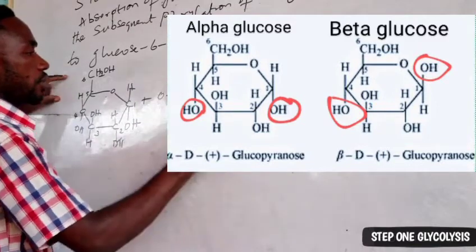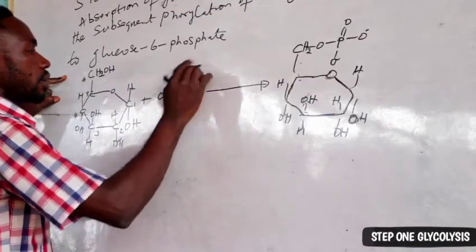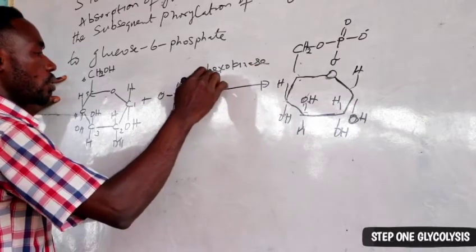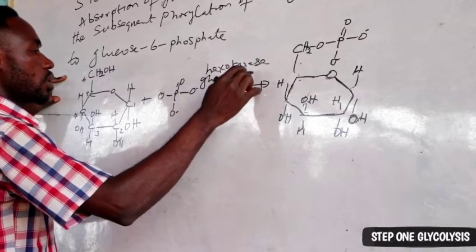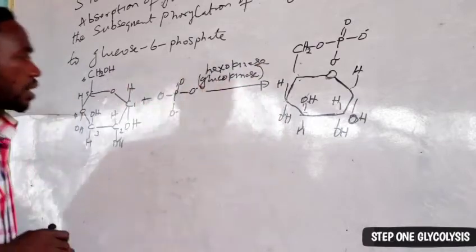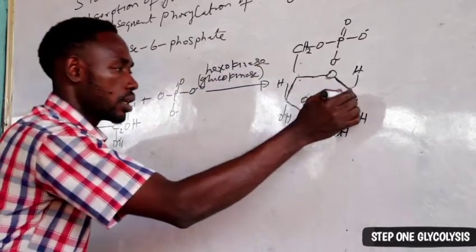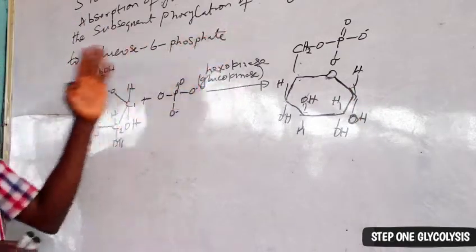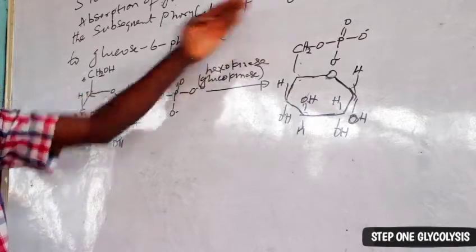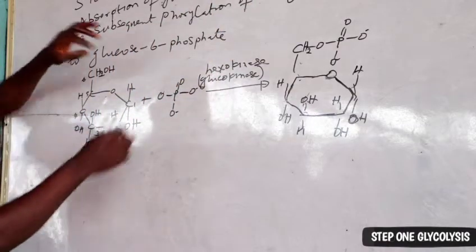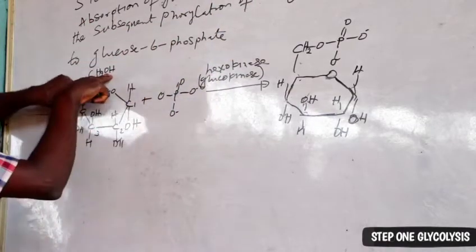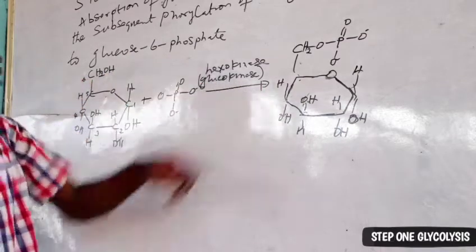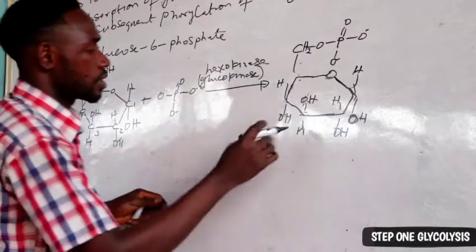Now, the enzyme involved here is either hexokinase or glucokinase in the liver. Now, to explain things in this step, first, you say that absorption of glucose and the subsequent phosphorylation of the glucose to glucose 6-phosphate. You can now see that this phosphate group is now added to this particular carbon number 6, and that's why we call it now glucose 6-phosphate.